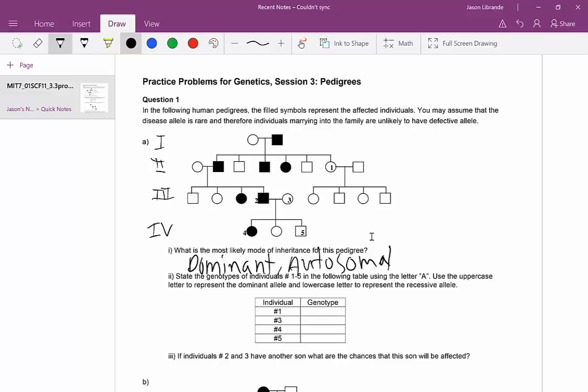Okay. So now let's start filling out genotypes assuming it's autosomal dominant. If it is autosomal dominant, we shouldn't run into any issues trying to figure things out. For all the white squares and circles, we know that's going to be recessive. So if they're recessive, they don't have the disease. So if they're homozygous recessive, I should say.